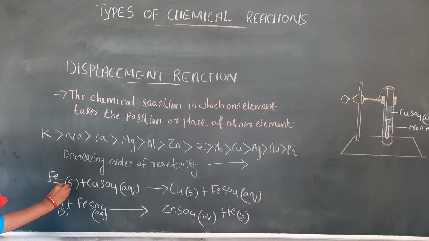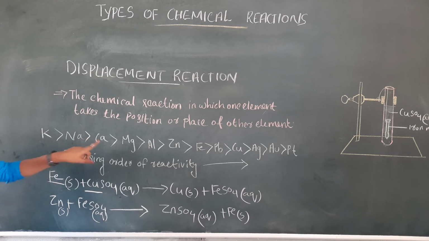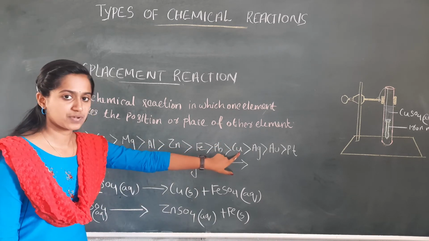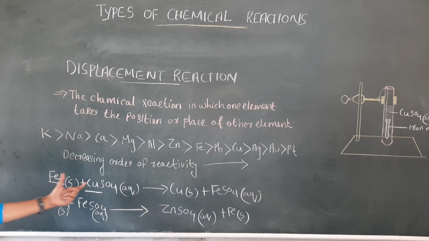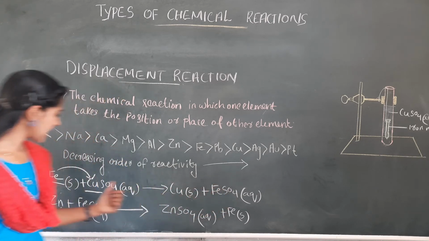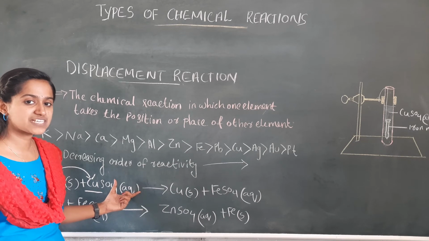Here two metals are present, the first one is iron and the second one is copper. When we look into the reactivity series, iron is more reactive than copper. So iron displaces copper to produce the corresponding iron sulfate, and copper is also liberated. It's a clear example of the displacement reaction.